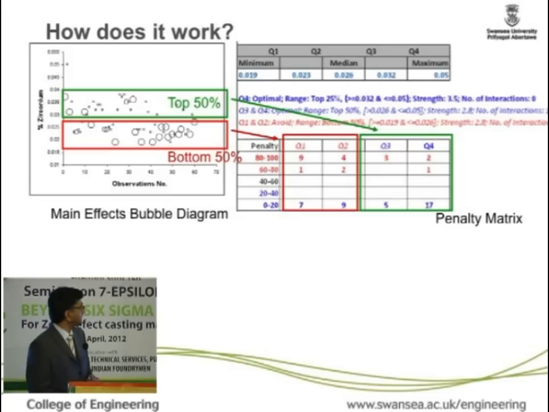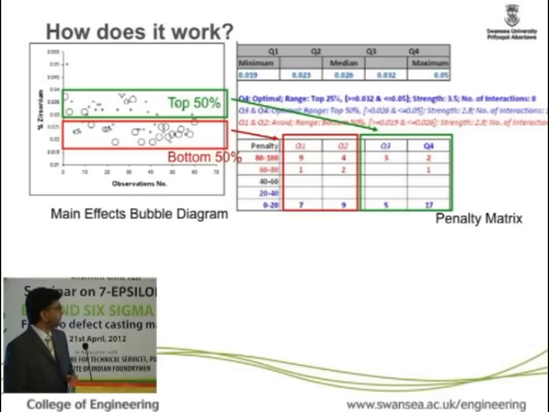So here, there are 13, 9 plus 4, observations with high penalty values. So it's a lot of deviation from the desired process response. Whereas here, you get 16 observations which were good. And then you will say that, well, it's not really good as compared to here.